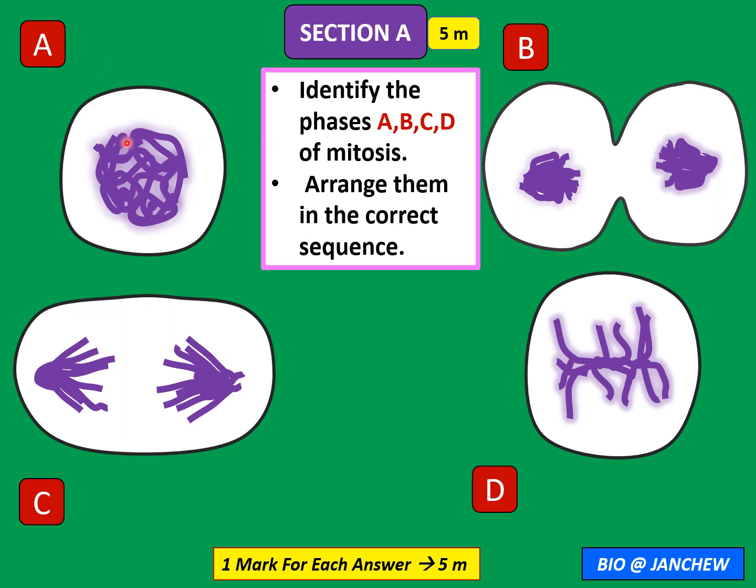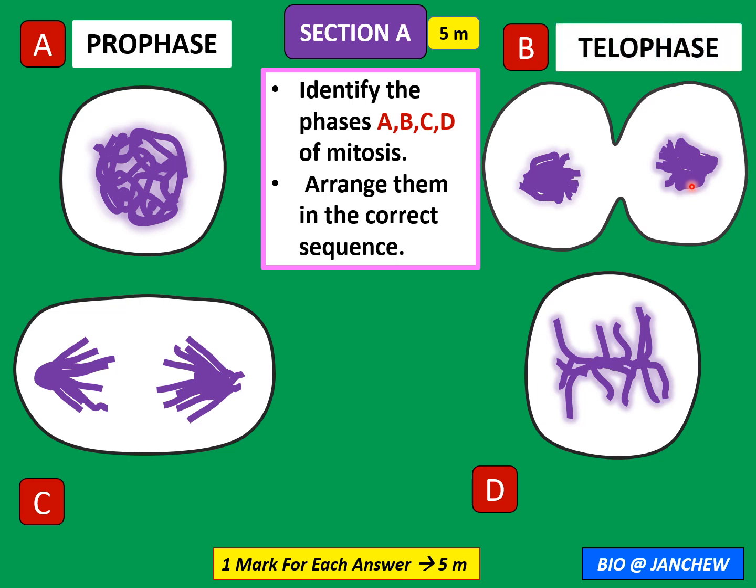Identify phases A, B, C, D. Phase A is when the chromatins start to shorten and thicken to form the chromosome structures. So this is prophase, right? And then B, you can see 2 cells beginning to form and 2 new nuclei already forming. So this is the end stage of mitosis. The last stage is telophase.